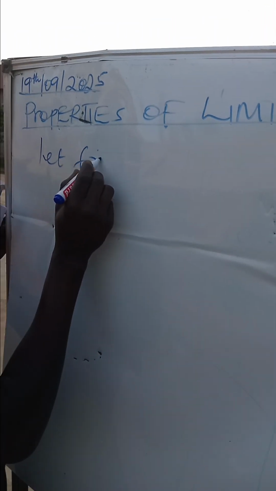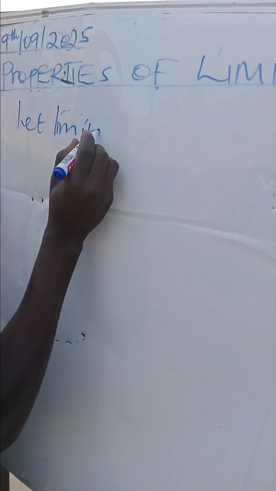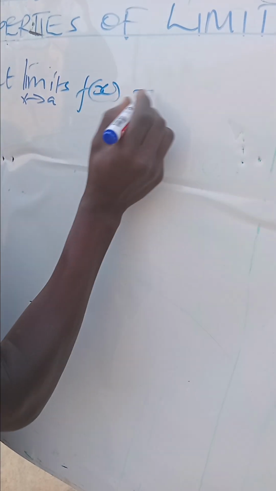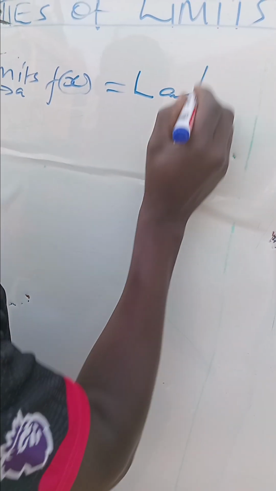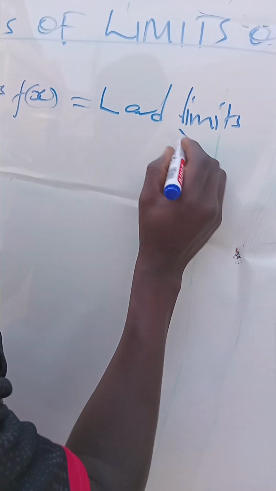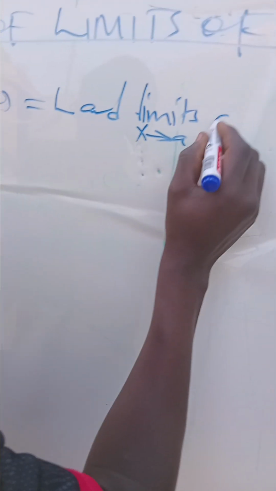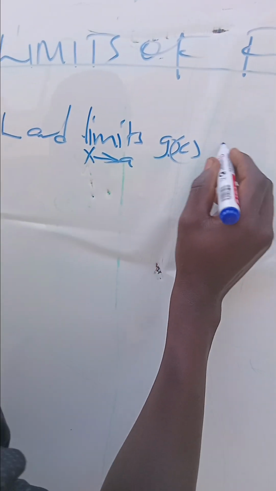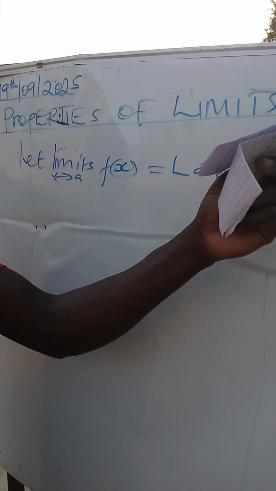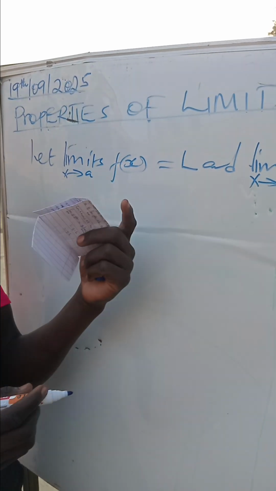For example, let the limit as x approaches a of the function f of x equal L, and the limit as x approaches a of a function g of x equal M. If you're given limits like this, then here are some of the properties of limits.